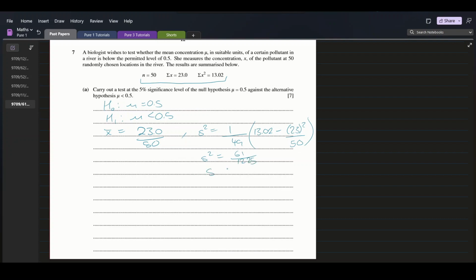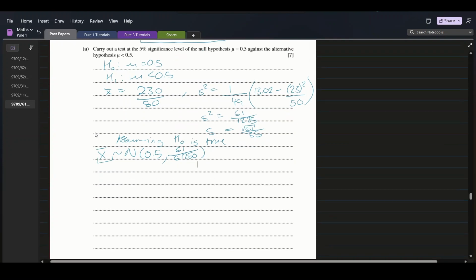This means that our estimate of standard deviation will be the square root of this, and that's root 61 over 35. So this means that x bar follows a normal distribution. We're assuming that H naught is true, so that we can use the mean of 0.5. Our mean here would be 0.5, and then our variance 61 over 1225 divided by n, because this is now the sample mean. So this would be 61 over 1225 divided by 50. Let me just simplify that using a calculator. Divided by 50, that's 61 over 61,250.